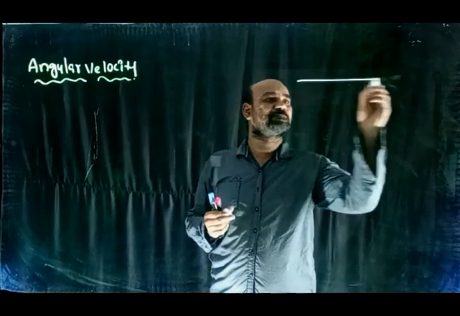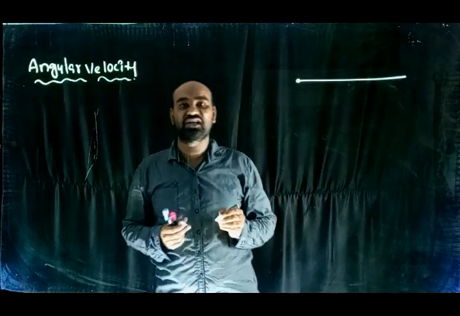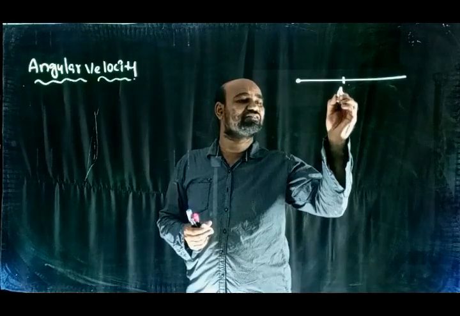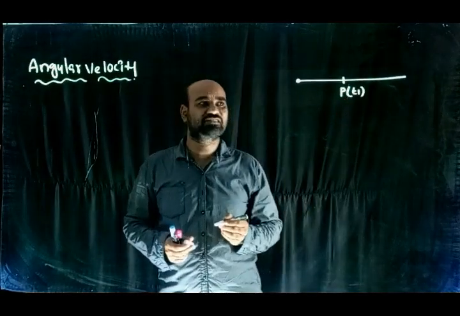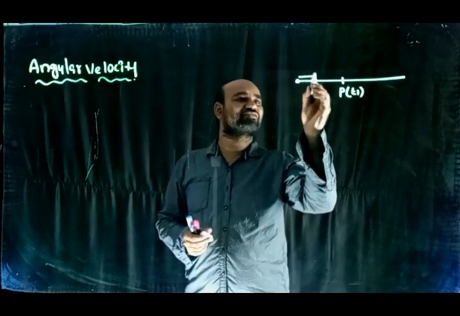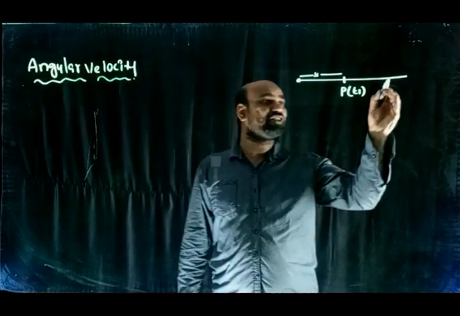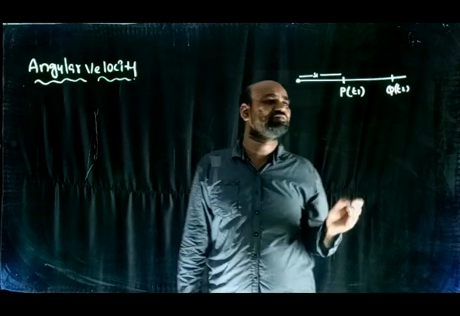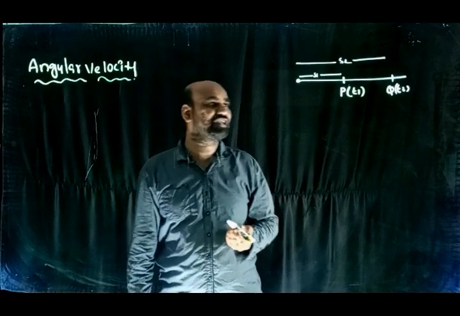In the previous class we discussed the velocity of a particle moving on a straight line. For example, this is a straight line and the particle is moving on it. Initially the particle is at this point. After t1 seconds the particle is at P. Let s1 be the distance travelled by the particle. After t2 seconds the particle is at Q, and the distance travelled by the particle in t2 seconds is s2.